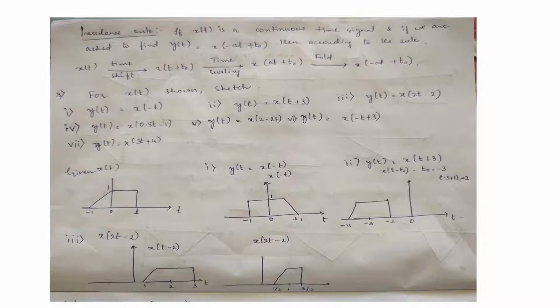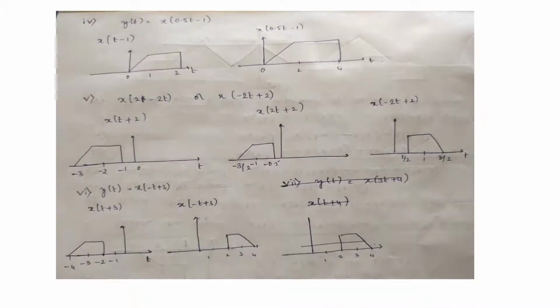Next is x of 2t minus 2. Here we have to do two operations. First, we have to find out x of t minus 2. Minus 2 is given, that means delayed by 2 units. So we have to shift the given signal by 2 units in the right direction. Then we have to calculate 2t minus 2. That means we have to scale the signal by 2 units. That means the signal is presented at half, 1 and 3 by 2.